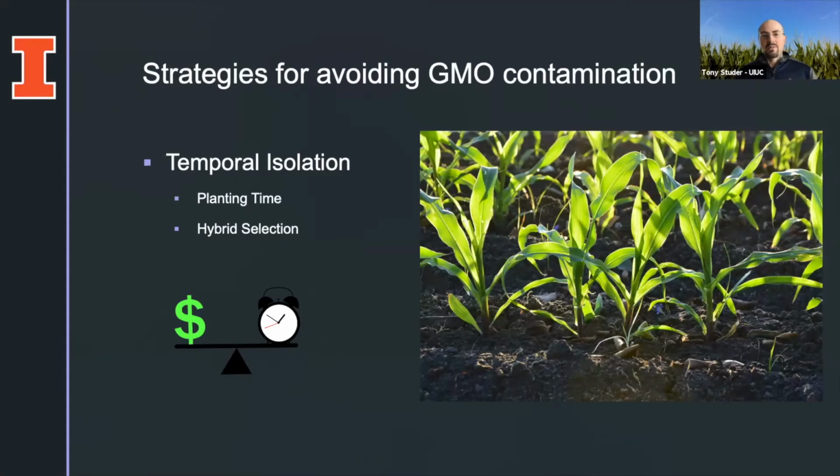Let's talk a little bit about strategies for avoiding GM contamination. One of the things people often think about is temporal isolation, or trying to isolate their crop from the neighbor's crop using a different timetable. This can be done in a couple different ways. It can be done by altering the planting time, where you adjust your planting time so that the pollination of the neighboring field will not occur at the same time as the pollination of your field. This can be done via planting time, and it can also be done by selecting a different maturity hybrid.